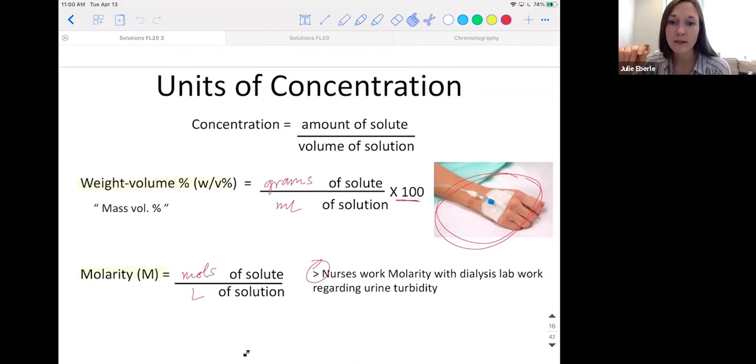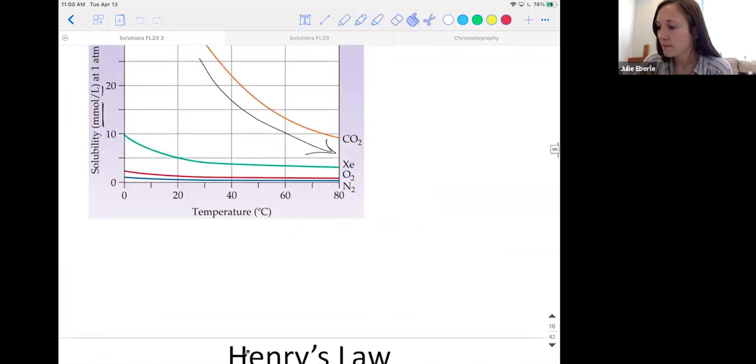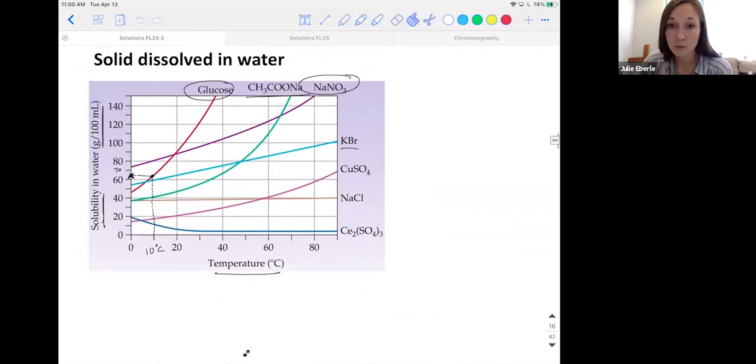Somebody remind me. If you have a solid dissolved in a liquid, and you increase the temperature, okay, you heat it up, will you increase solubility or decrease solubility? If you have a solid dissolved, like sugar in water or salt in water, Tyler says increase. Yep. Okay, that had to do with these graphs right here.